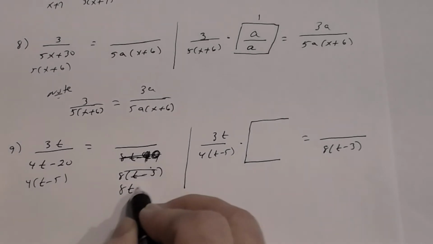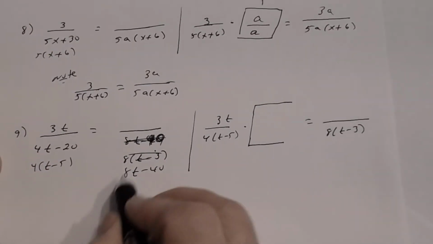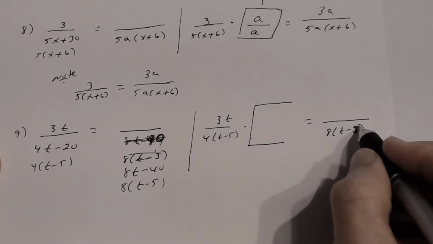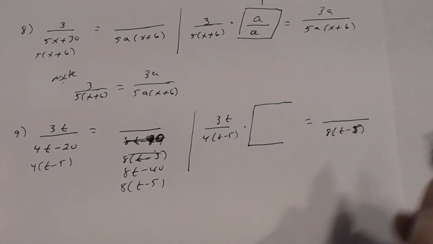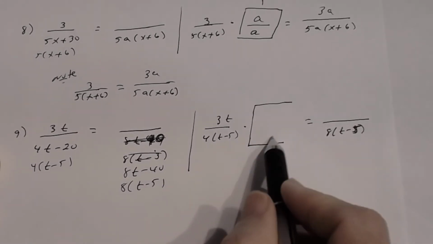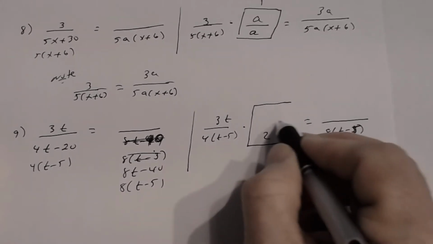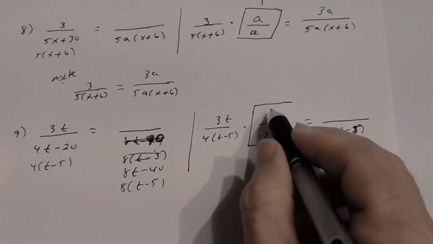So 8t minus 40. That's 8t minus 40. So I get 8 times t minus 5. So I need this to be this, right? Okay. So what's missing here? So what's missing is 4 times 2 is 8. So that's what's missing. So I've got to multiply both numerator and denominator by 2.